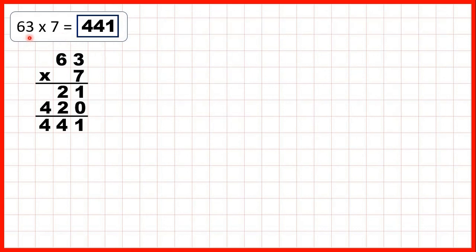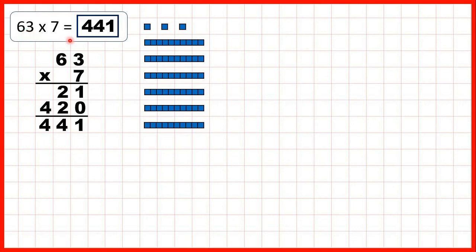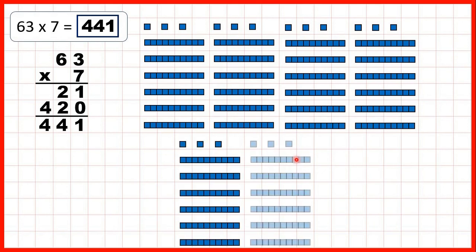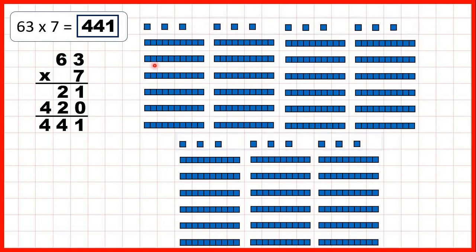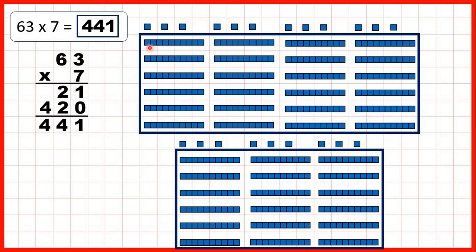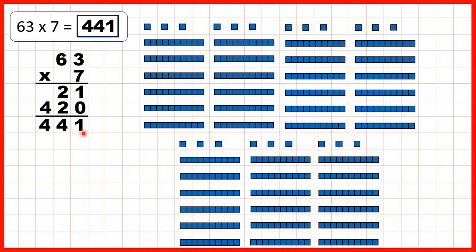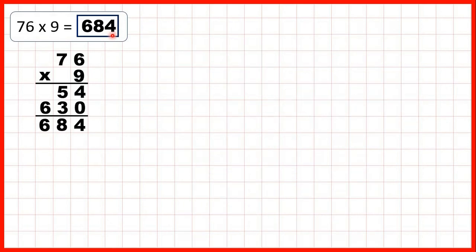If we look back at this first question, we had 63, so that's 6 tens and 3 ones, and we were multiplying by 7. So we can show 63 seven times. Now you can see that if we add up the ones, we have 21, and if we add up how many tens we have altogether, we have 42 tens, so that's 420, and putting it together gives us our answer, 441.